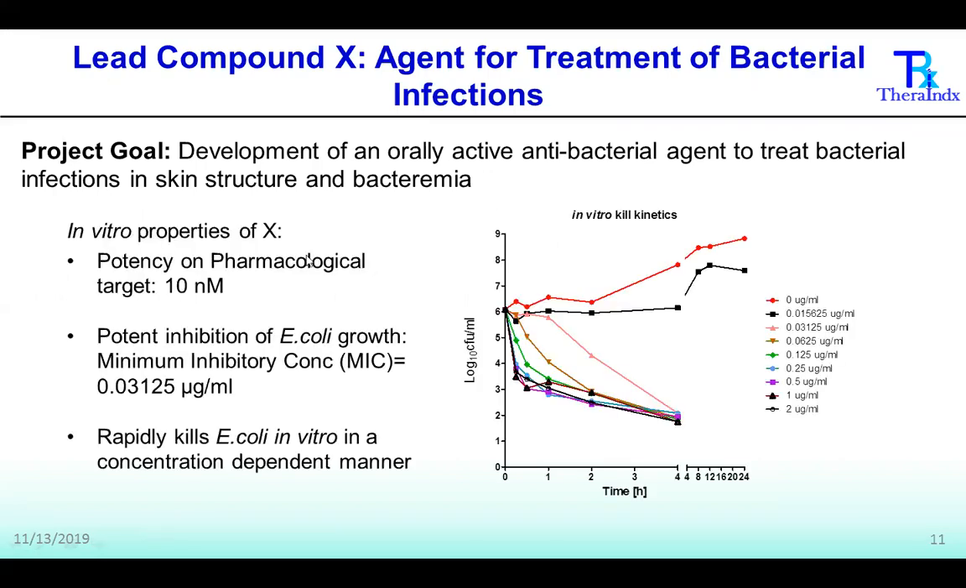So these are the in vitro properties of compound X. It's very potent on the pharmacological target, 10 nanomolar. It's very potent in inhibiting one of the pathogens, that's E. coli. Its MIC, or the minimum inhibitory concentration, is 0.031 micrograms per ml. The compound kills the bacteria in vitro in a concentration-dependent manner. So in vitro, compound X is very potent.